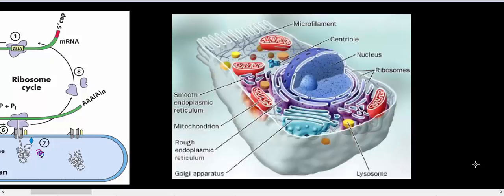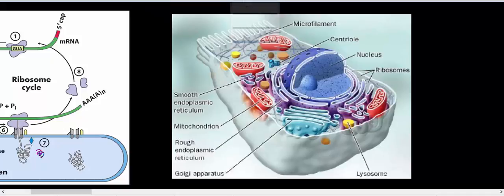Welcome back. So in the last video, we talked about the function of the ribosome. And we're actually going to do a little bit of application to the ribosome here. And that's really the function of the rough ER and the Golgi apparatus. So let me get my pen here.